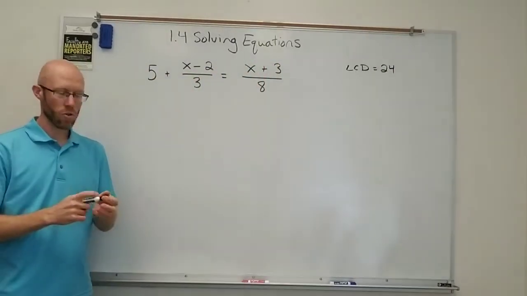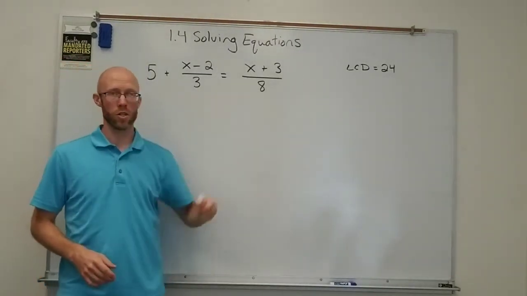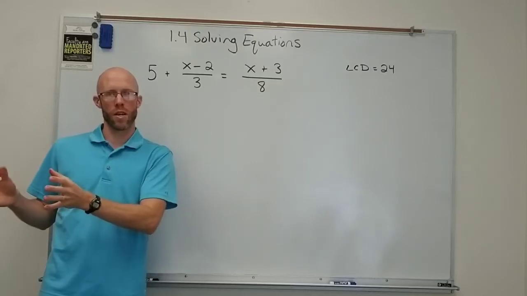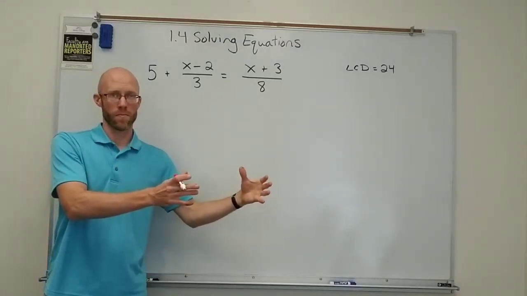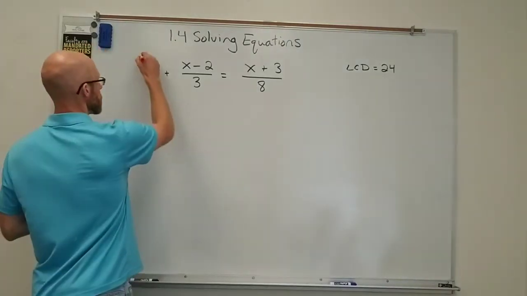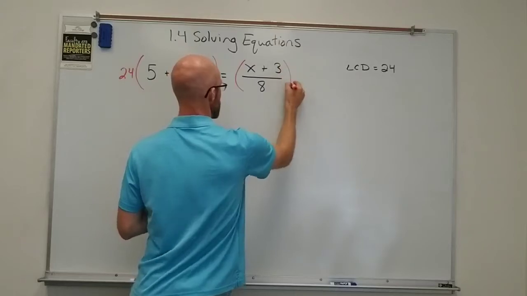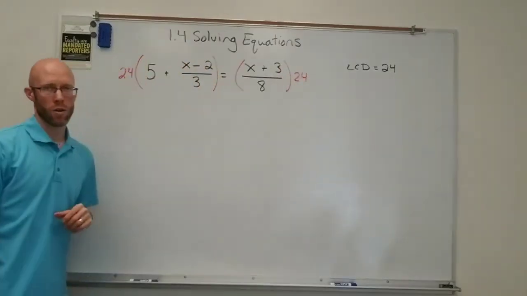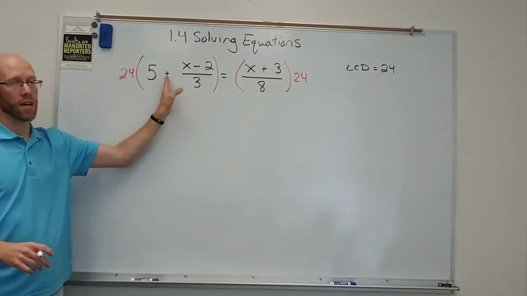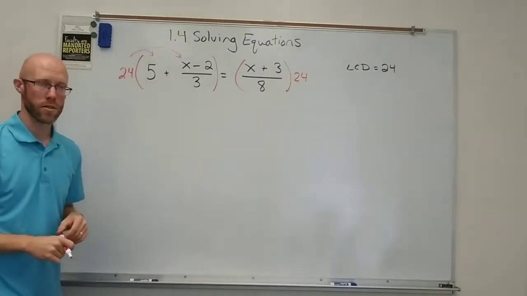The trick to get rid of the fractions is to multiply both sides of the equation by 24, by the LCD. Remember that whatever I do to one side of the equation, I have to do to the other side. We're using what's called the multiplication principle of equality. I'm going to take the left side of this equation, multiply it by 24, and take the right side and multiply it by 24. On the left side I have a sum, a number and a fraction added together, so I'm going to use the distributive property to move that 24 into the parentheses.